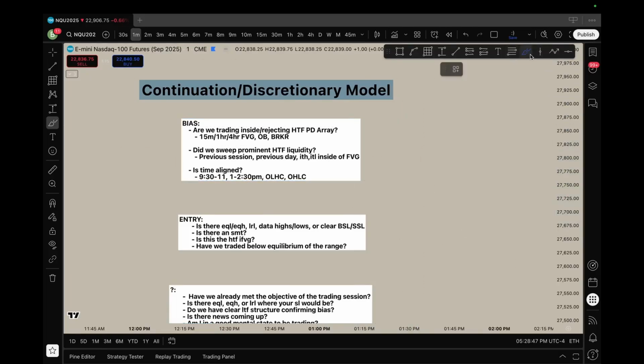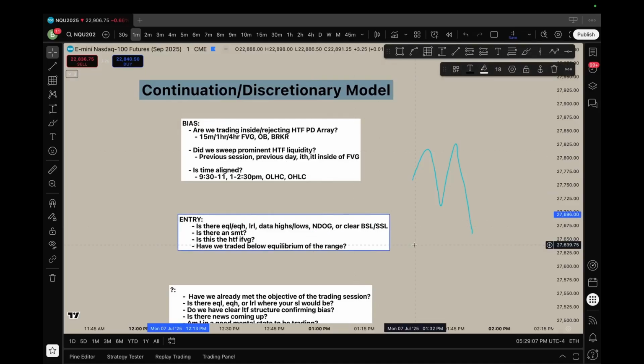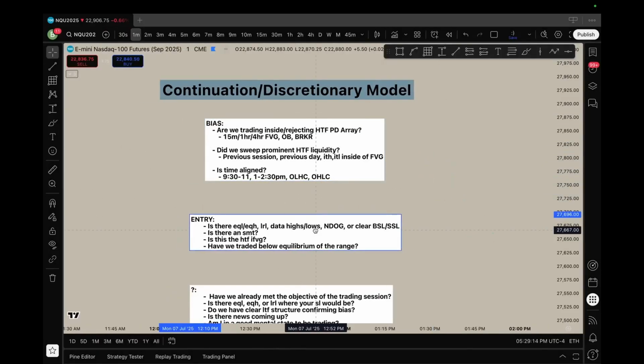So if there's also internal liquidity pools being equal highs and equal lows like this, then we could target that. If there's data highs and data lows, really, really good target as well. I should also put here new day opening gap. That's a great target. New day opening gap, new week opening gap, or just overall clear buy side and sell side, and that's just going to be those types of liquidity pools that we see right here. Okay, so are there any clear targets, right?